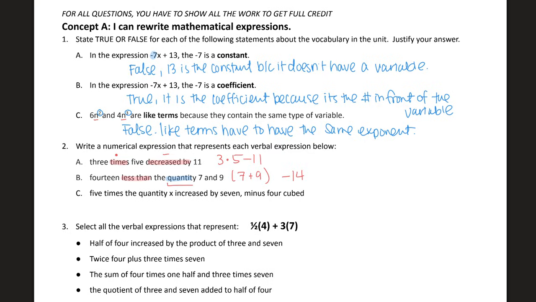All right, the next question says 5 times, again, it has that word quantity, x increased by 7, minus 4 cubed. Okay, so here I'm going to start from the left. So it's going to be 5 times the quantity x increased by 7. So that's, again, going to be in parentheses, x plus 7. Then we're going to minus 4 cubed, which means to the power of 3. So 4 with an exponent of 3.